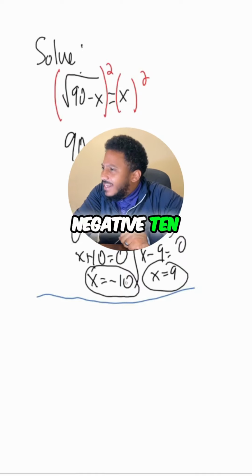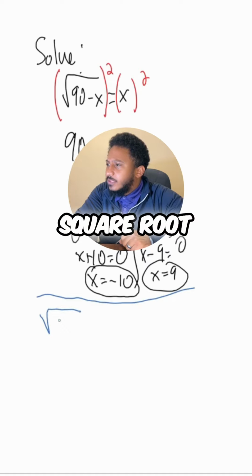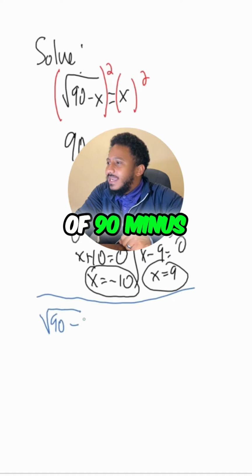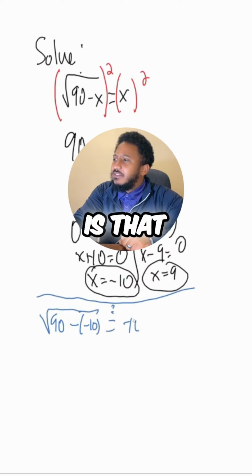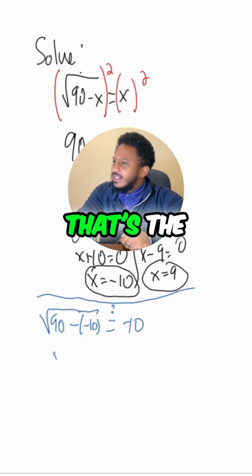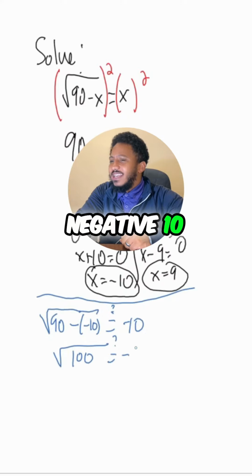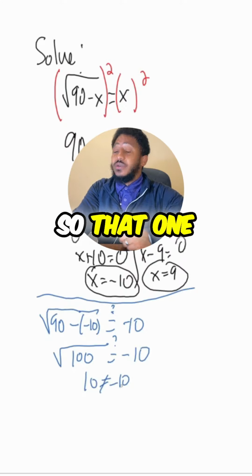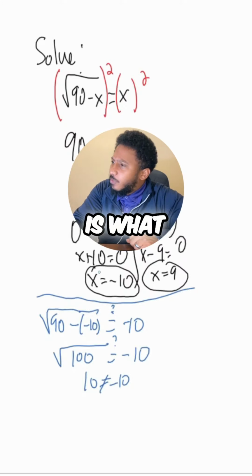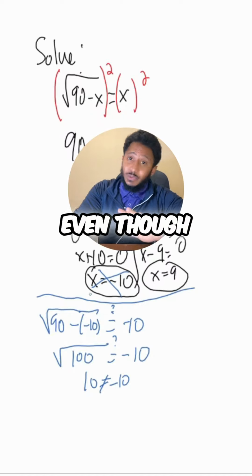If I plug in negative 10 for each x, that's the square root of 90 minus negative 10. And we're saying, is that equal to negative 10? Is that equal to x? Is this true? Well, that's the square root of 100. Is that equal to negative 10? The square root of 100 is positive 10, so that's not equal to negative 10. So that one doesn't check out, meaning this is what we call an extraneous solution. It's not an actual solution to the equation, even though we did all the algebra properly.